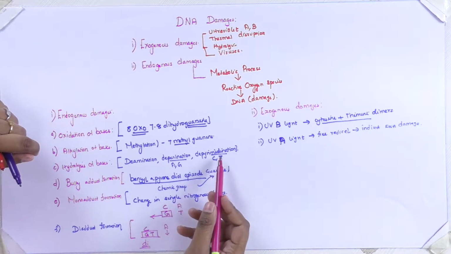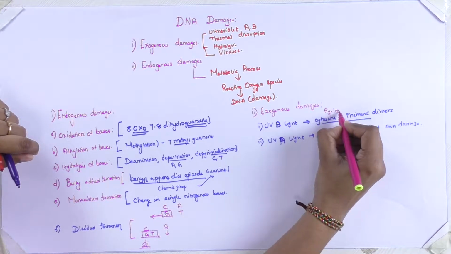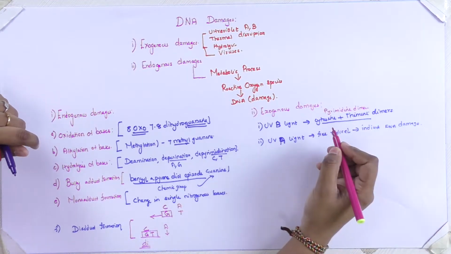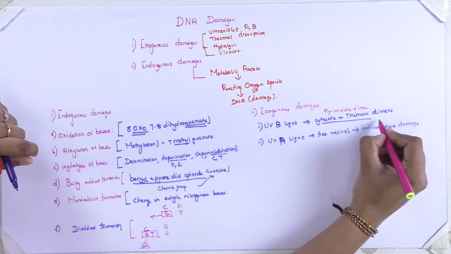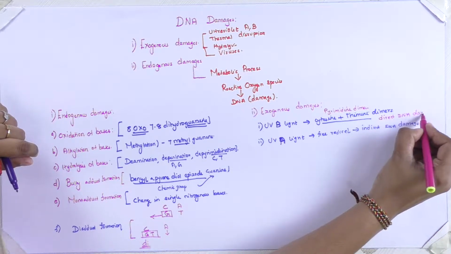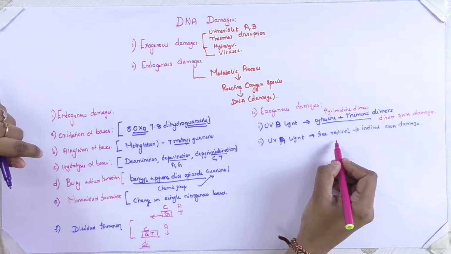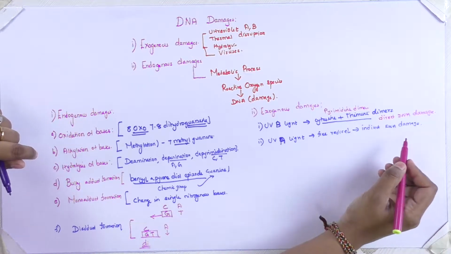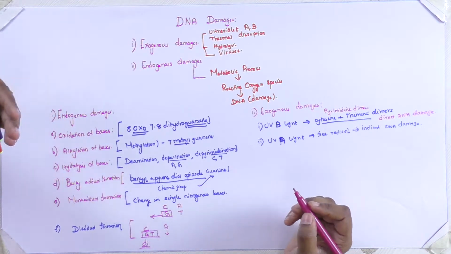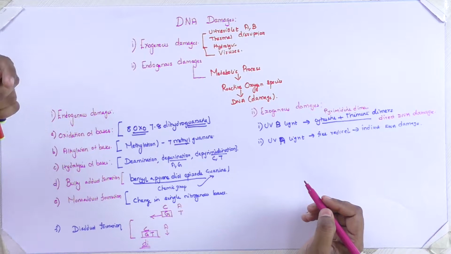Cytosine and thymine come under pyrimidines. So cytosine and thymine are forming nothing but pyrimidine dimers. This pyrimidine dimer formation, which is direct because of UVB light, is known as direct DNA damage. And UVA light, which forms free radicals, is known as indirect DNA damage. It creates a metabolic process where reactive oxygen species will be produced, which in turn affects your DNA, and is known as indirect DNA damage.